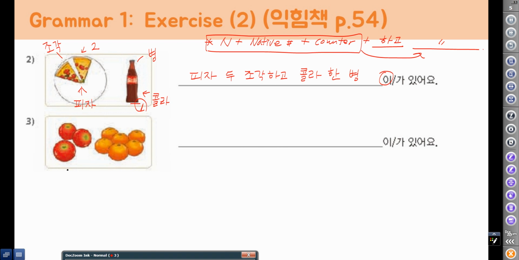Next one. So these are the fruits. So apple, 사과, oranges, or you can say tangerine, 귤. It doesn't matter either way.